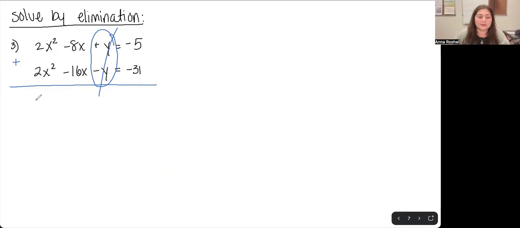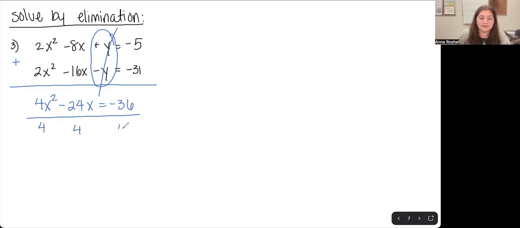So I'm going to add all of these equations together, and I'm going to have 4x squared minus 24x equals negative 36. Now, one thing that you'll notice is that all of these are divisible by 4. So I'm going to divide everything by 4, and then bring that number over to the other side so that I can set it equal to 0 and factor. So this is going to give me x squared minus 6x equals negative 9. I'm going to add the 9. For space purposes, I won't show that. So plus 9 equals 0.